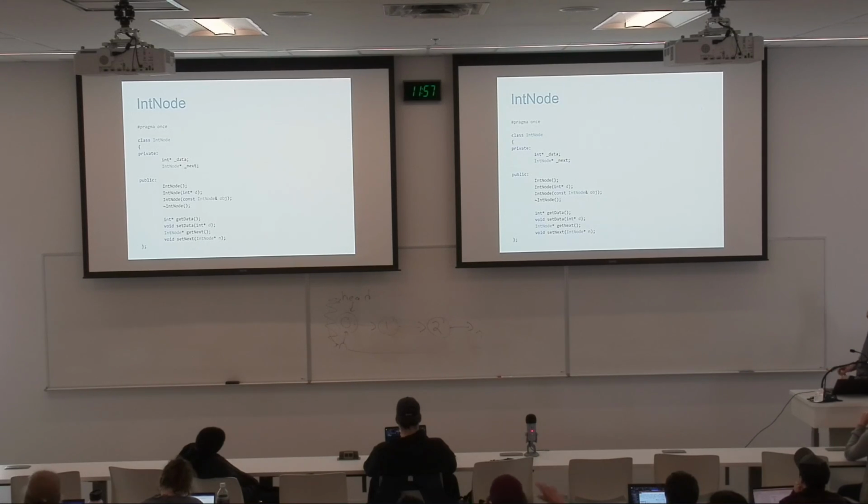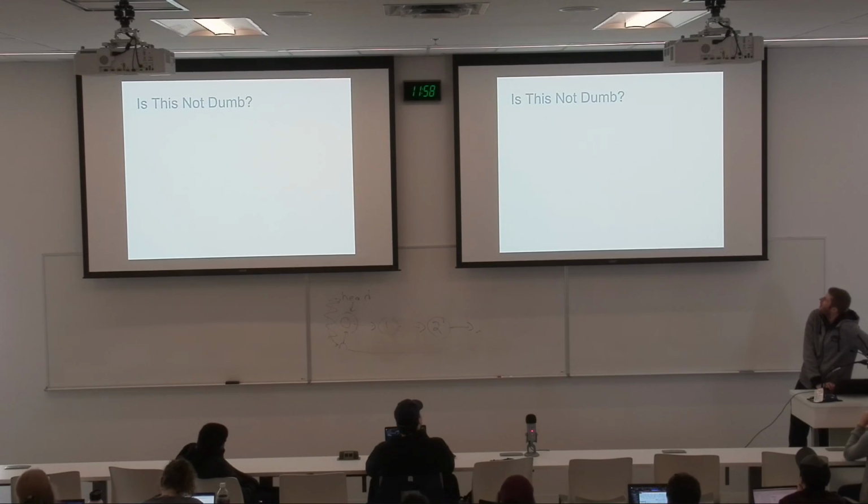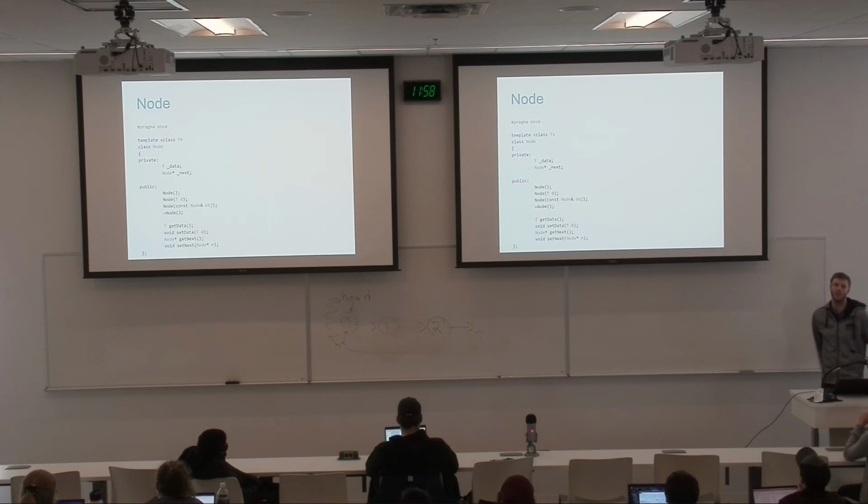Here was our int node, right? This should look very familiar considering we just finished talking about it. Character node: if I wanted a character node, I would do this, right? Nothing crazy. What if I wanted a double node? I would do that, yeah. Is this not annoying? Yeah, it certainly is. We already established this. There's got to be a better way. There is. Here's what we're going to do.